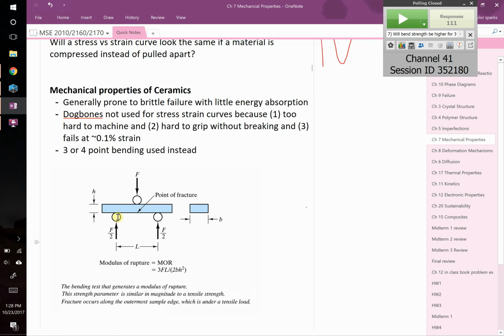And I can do 4-point bending like you see here. 2 thumbs on the bottom, 2 fingers on the top like that. Or you could do just 3-point bending like that. Either is acceptable, and they do both of them, but there are some differences between them.